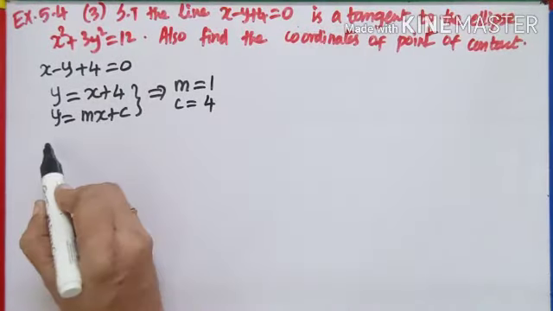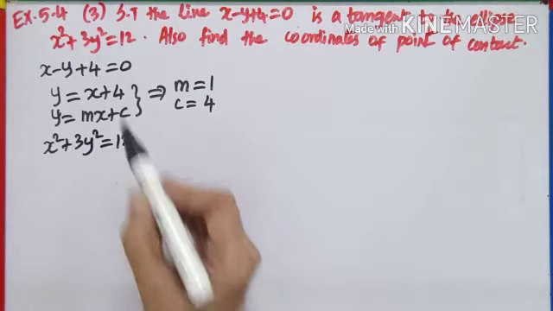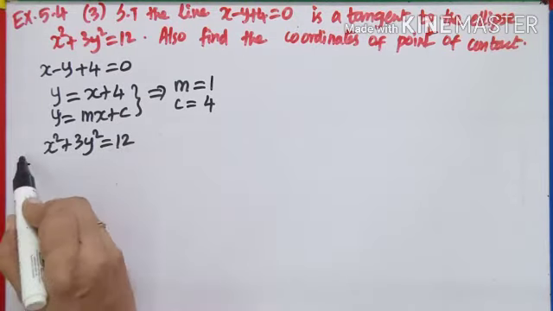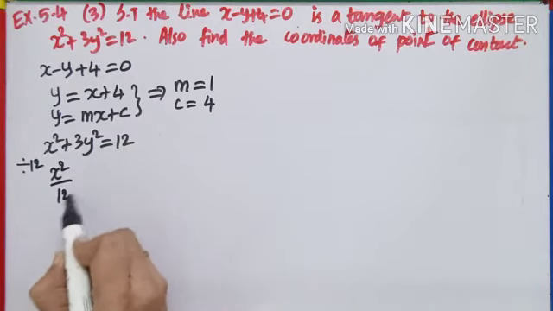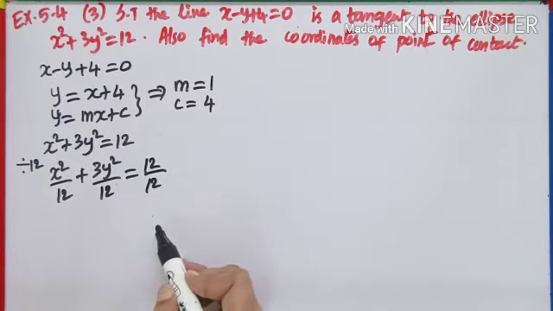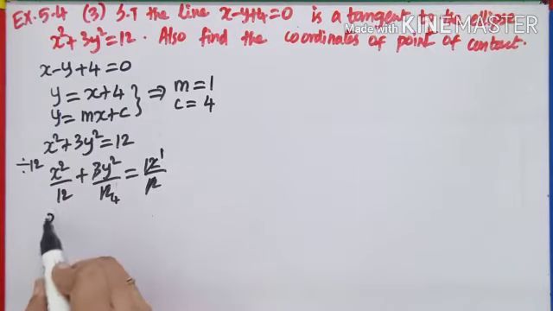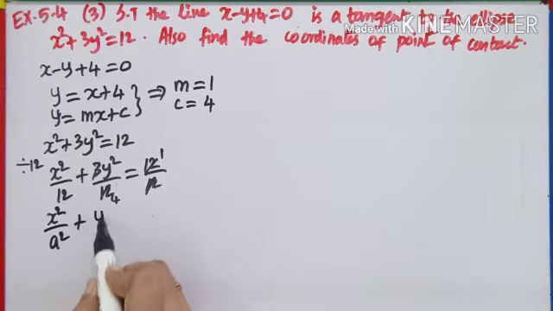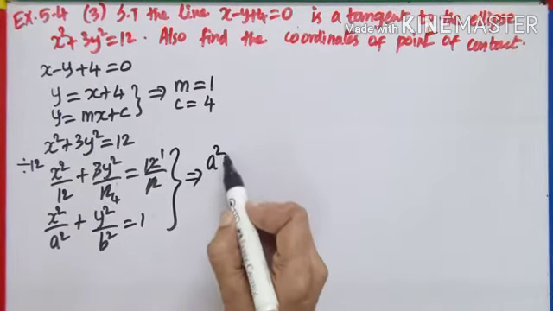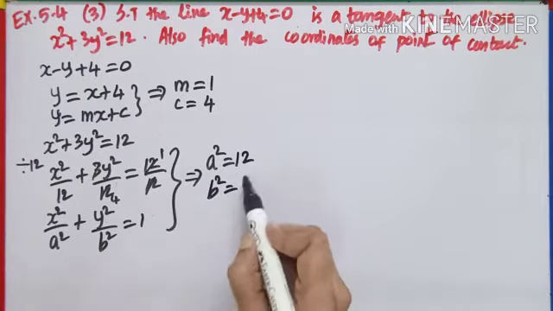Then go on to the ellipse equation, x square plus 3y square equal to 12. In every ellipse equation, I want to retain 1 on the right. So, divide by 12. x square by 12 plus 3y square by 12 equals 12 by 12. Cancelling, we arrive at the standard form. Compare this with x square by a square plus y square by b square equal to 1, which gives rise to a square is 12 and b square is 4.